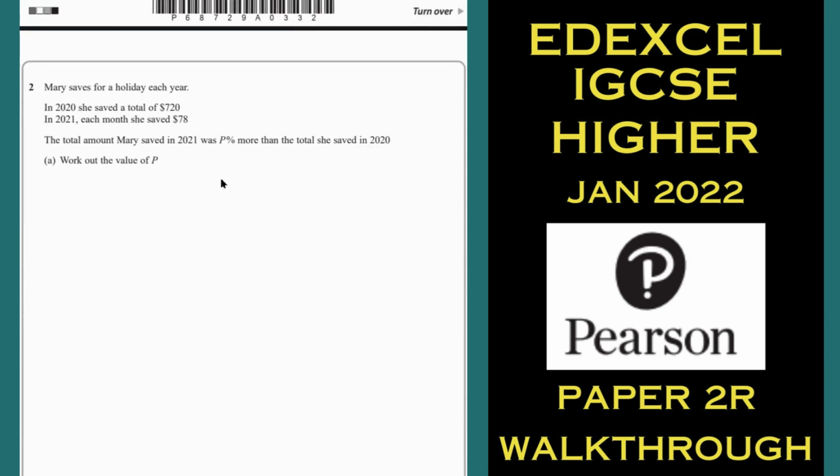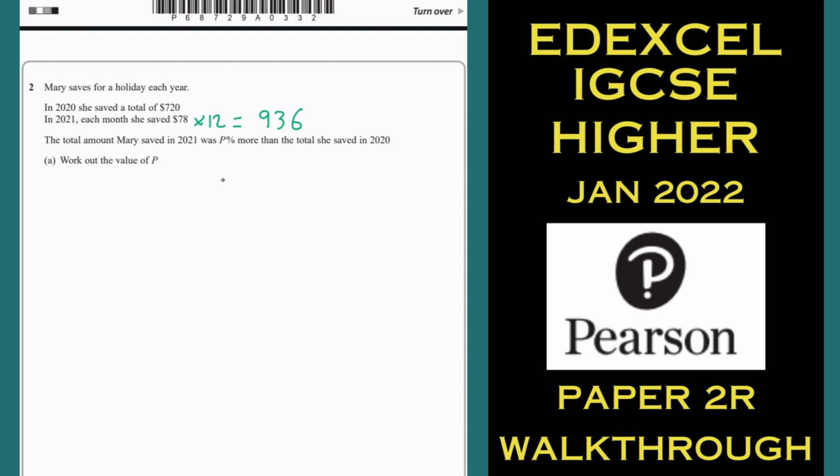Whoops. Number 2, a bit waffly, a bit overcomplicated, but I get what it's doing. 2020, save that total. 2021, not given the total, so work it out. It tells you per month, so get it multiplied, start picking up your ticks. Once you know that, it says work out the percentage increase. This is just a posh way of saying work out the percentage increase.